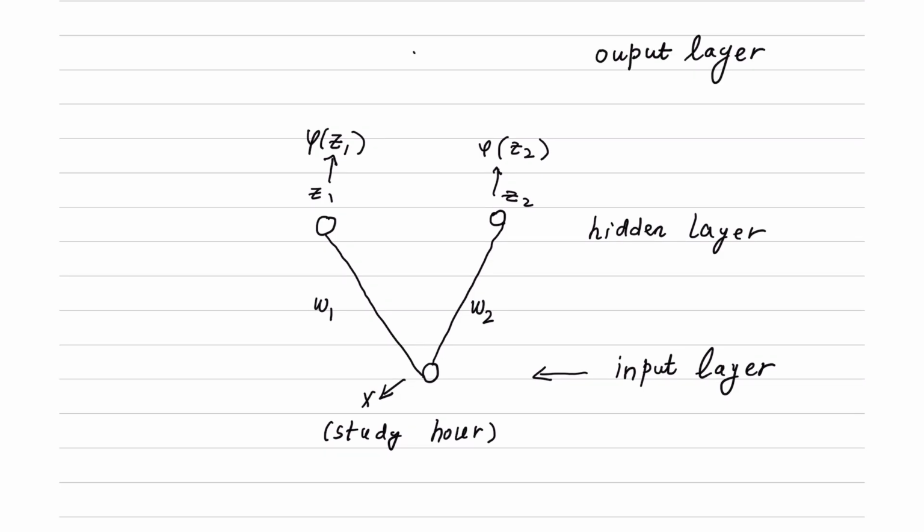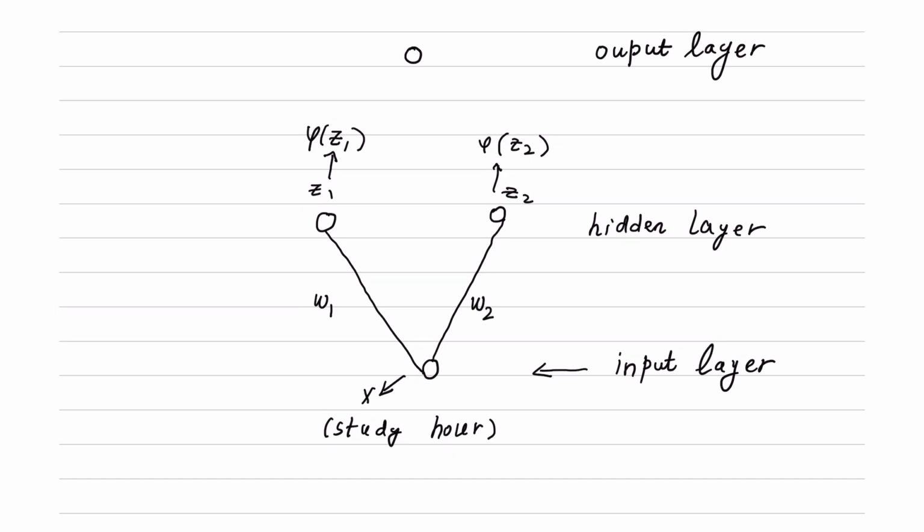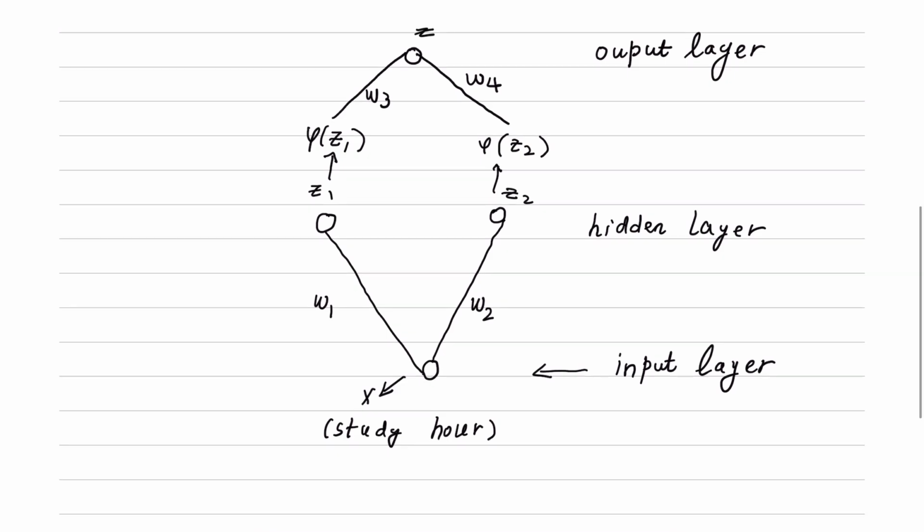The output layer involves one neuron, which we are representing by this circle. So phi of Z1 and phi of Z2 will be connected with this neuron like this by using the weights, let's say W3 and W4. So you get, let's say, Z3.